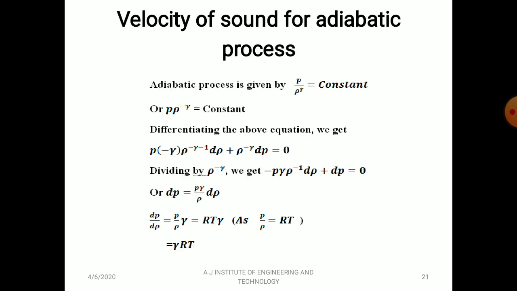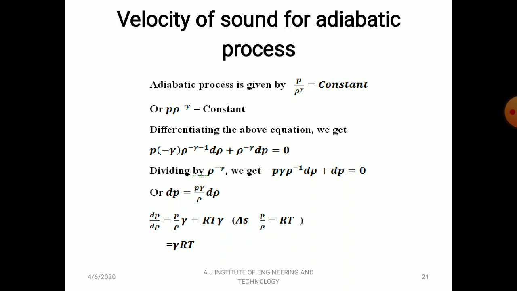Now last one, velocity of sound for adiabatic process. So you have to remember this expression. Adiabatic process means there is no heat transfer from system to surrounding or surrounding to system, or Q equal to 0. So adiabatic process is given by P divided by rho to the power gamma equal to constant, where gamma is the ratio of specific heats, given by Cp by Cv, P is the pressure, rho is the density. Again, similar to the isothermal process, you can take rho to the power gamma to the numerator. That time it becomes rho to the power minus gamma. So P into rho to the power minus gamma equal to constant.